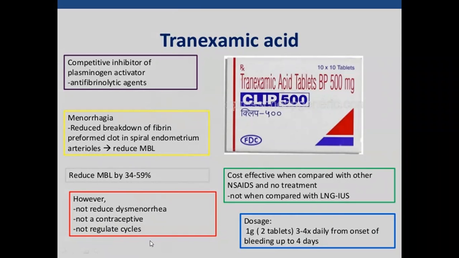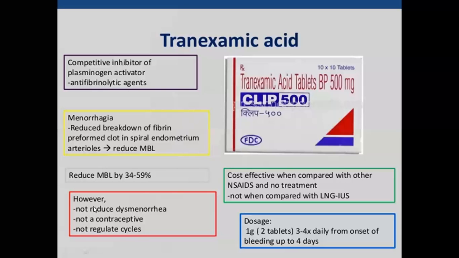Because if you are using combined OC pills, a patient suffering with menorrhagia, that is AUB, and she wants contraception, then you can use OC pills like that. Tranexamic acid cannot reduce dysmenorrhea, is not a contraceptive, and cannot regulate the cycles. So it is cost effective when compared to other non-steroidal anti-inflammatory drugs, and when compared to Mirena.